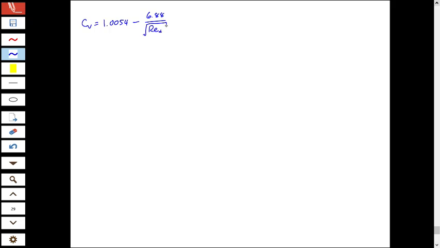There we go. That's the relationship that we're going to use. So 1.0054 minus 6.88 square root 2.74 times 10 to the 5th equals 0.99. And that's within the realm of what we would expect. So we have 0.99 there. And then we can start plugging into our primary equation.